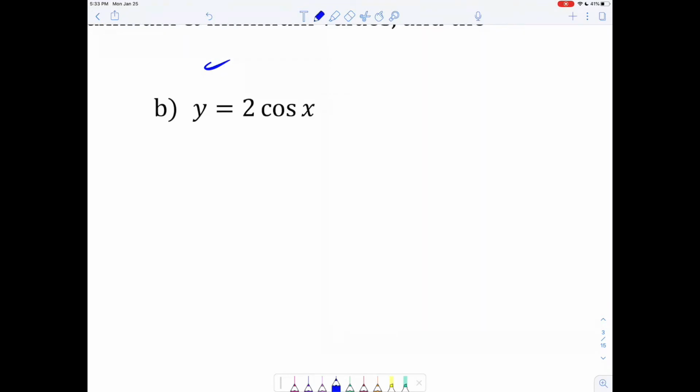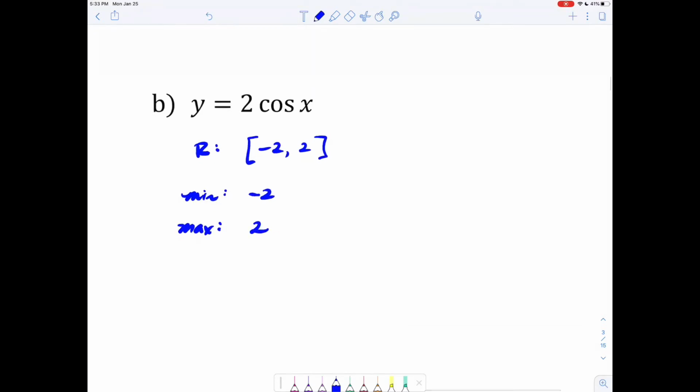We know that that's going to multiply all our y values by 2. So our range now, instead of being -1 to +1, is -2 to +2. So we have a minimum value. It was -1, but we multiplied that by 2. We have a positive value. It was +1, but we multiplied that by 2.